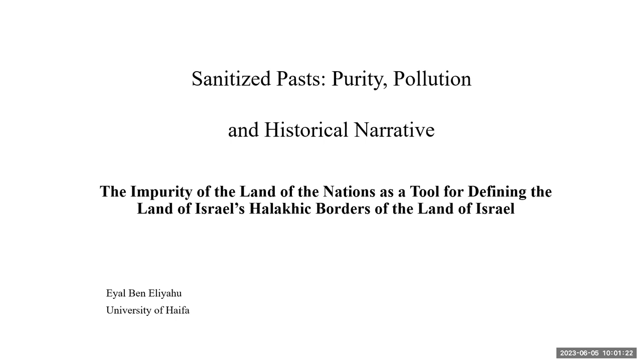Our first speaker today is Eyal Ben Eliyahu. Eyal is a historian of ancient Jewish history at the University of Haifa. He has published the books Ben Gvulot, The Borders of the Land of Israel in the Consciousness of the People of the Second Temple and Roman Byzantine Period, and Identity and Territory, the Jewish Perception of Space in Late Antiquity. Together with Fergus Miller and Yehuda Cohen, he published Jewish Literature from Late Antiquity, a handbook.